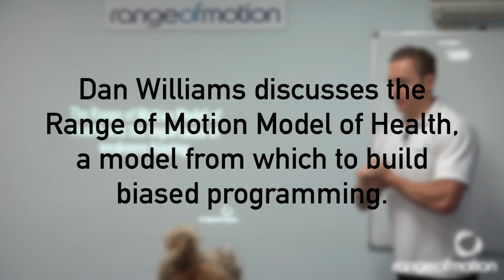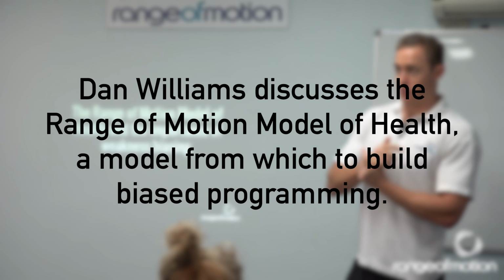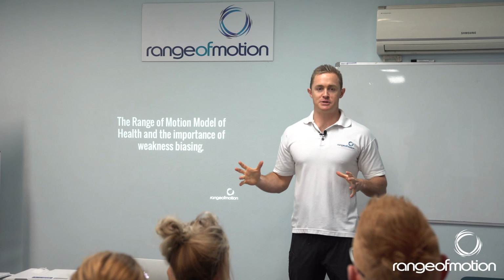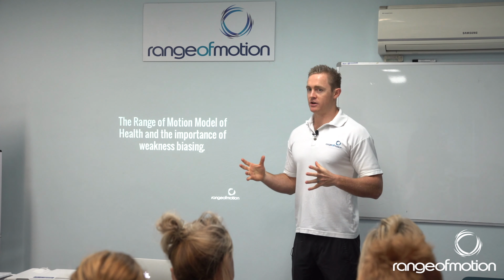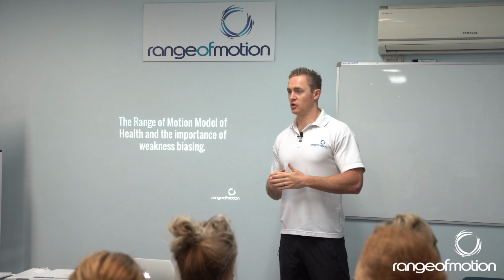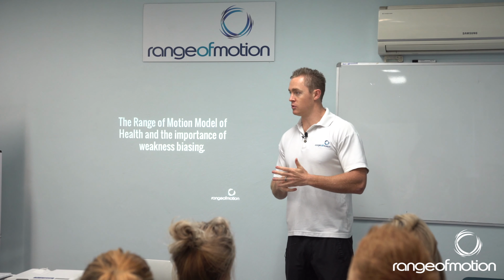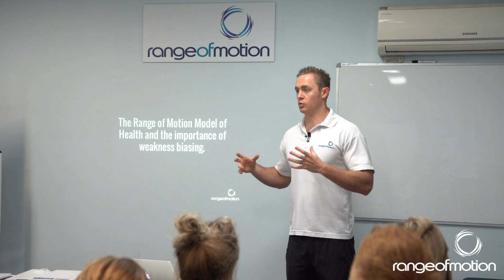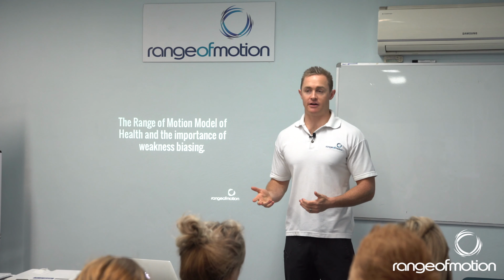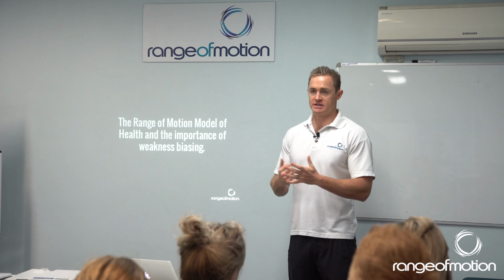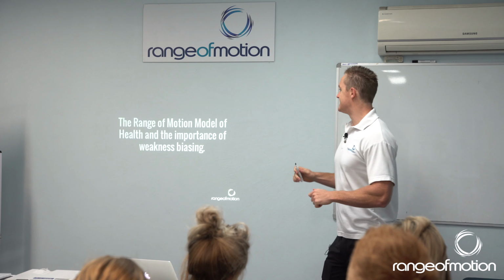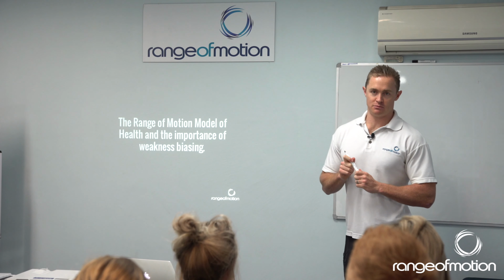Range of motion model of health. When I started Range of Motion 12 years ago, what I wanted was an umbrella that would encapsulate everything we did. So we could have an Olympic athlete walk in the door or a kid with cerebral palsy walk in the door, and we could have a model that would suit them both while at the same time allowing some degree of individualization, which is obviously necessary when there's so much range there. So what I created is what we call the range of motion model of health.